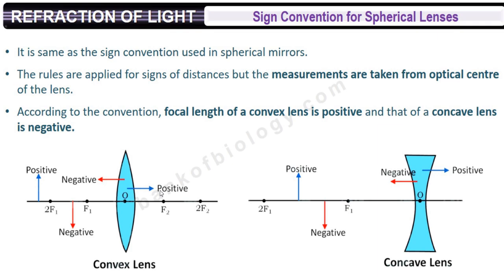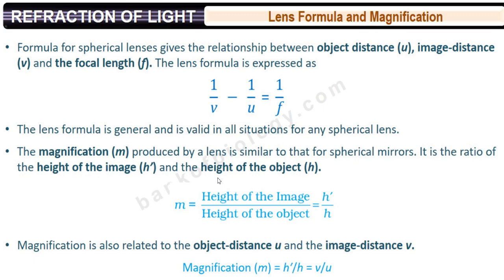Now there is one important thing to be remembered by all the students, that the focal length of both convex lens and convex mirror are positive. And this fact is important for solving all types of numerical questions. So focal length of convex lens is taken as positive, and that of a concave lens is always negative in all the cases. Now let's go ahead and see some important formulas such as the lens formula and magnification.